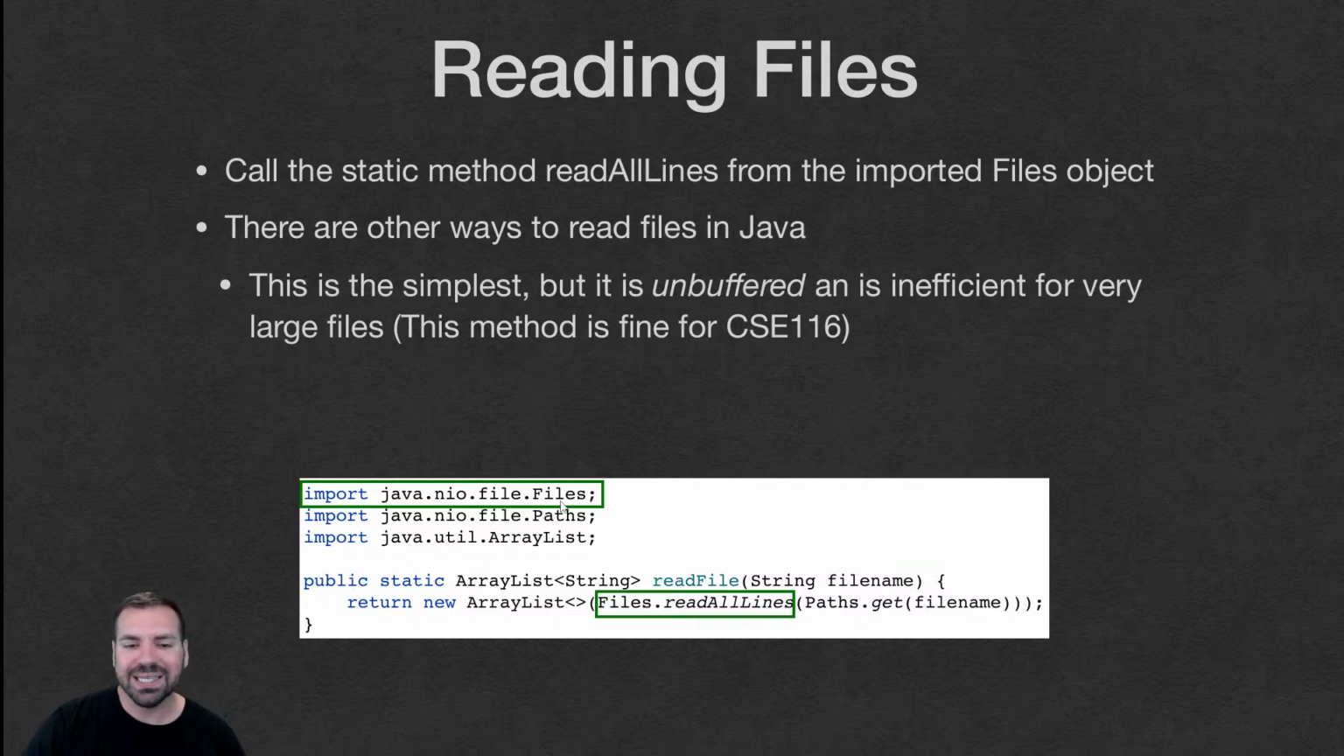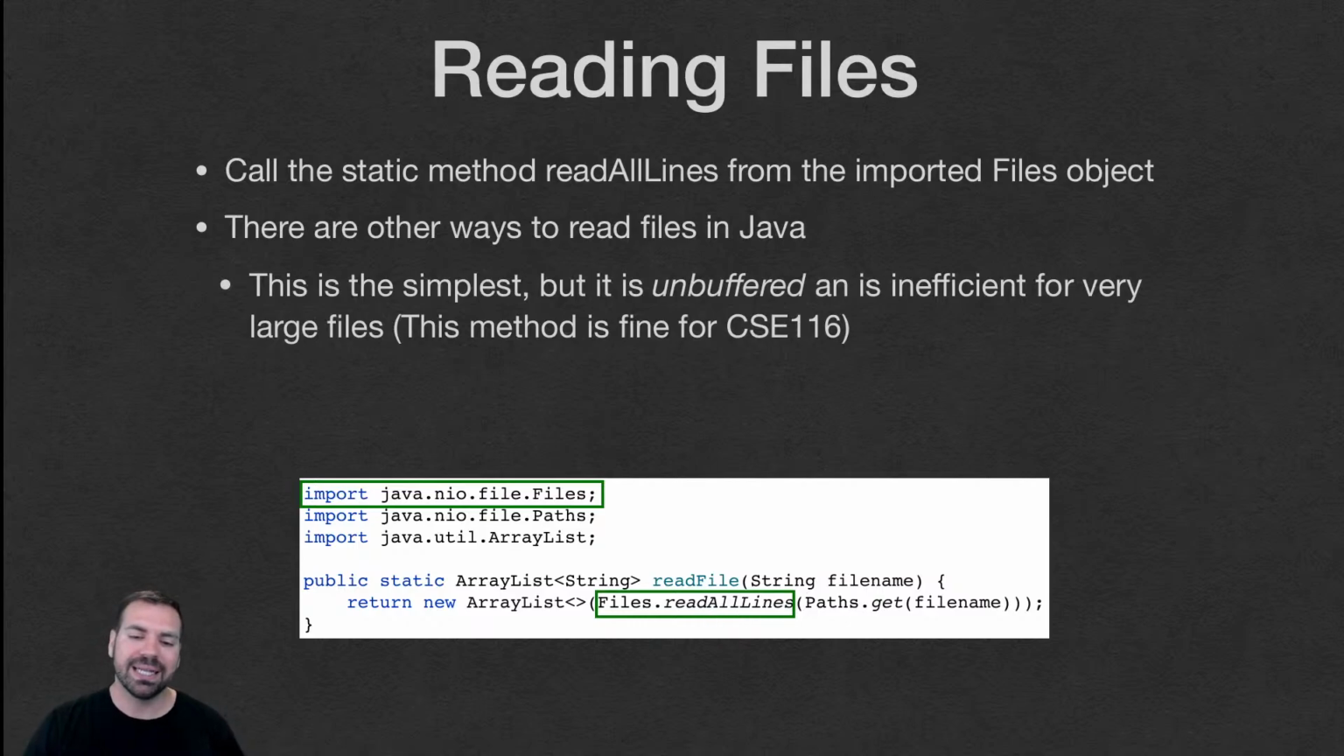Similarly, the Files class has a static method named readAllLines. So we're going to import the Files class to be able to get access to this static method readAllLines, which takes a path as a parameter. We can't just give readAllLines a string that's the file name directly. It takes a path, which is why we have to do the Paths thing here.